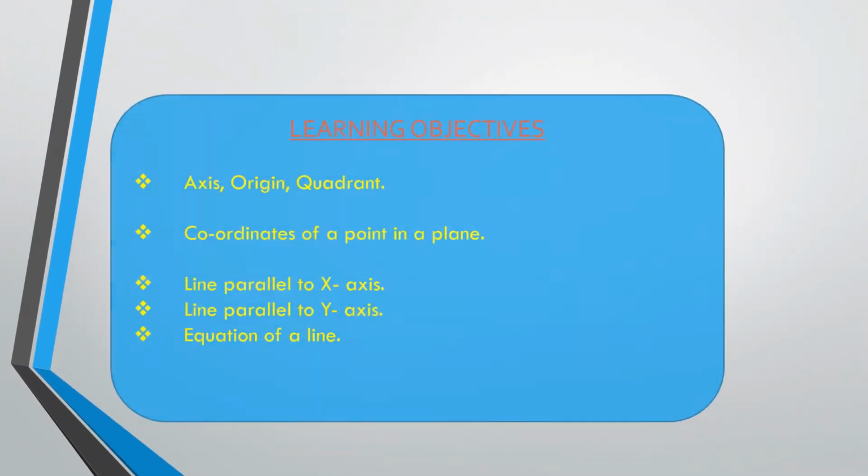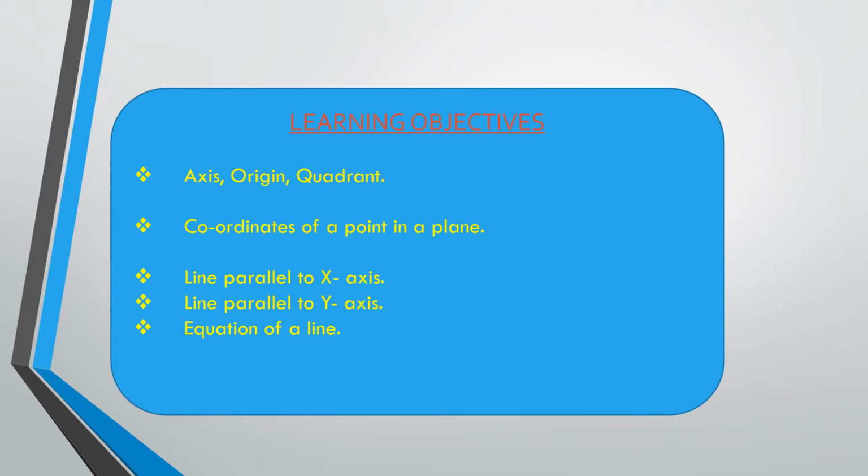Let's begin with the learning objectives for this chapter. In this chapter we will study what axis, origin and quadrant are, and how to plot the points of given coordinates in a plane. And what is the equation of a line parallel to the x-axis, and the equation of a line parallel to the y-axis, and what is the equation of a line.